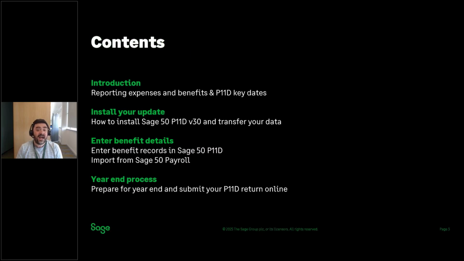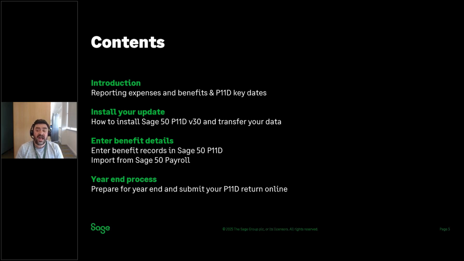Let's now take a look at what we'll cover in the webinar. So I'm going to start with an introduction to the process for reporting expenses and benefits to HMRC and a run through of the P11D key dates and deadlines. We'll then move on to the practical side of things, explaining how to install your P11D update, which will be version 30, and transfer your data from version 29 if you were using P11D for the previous tax year.